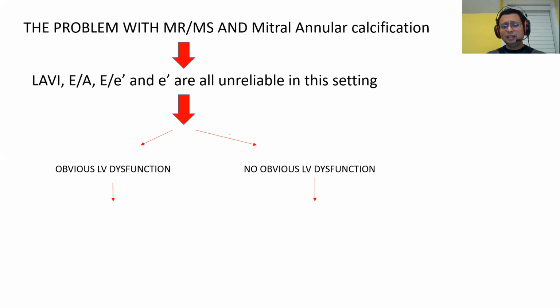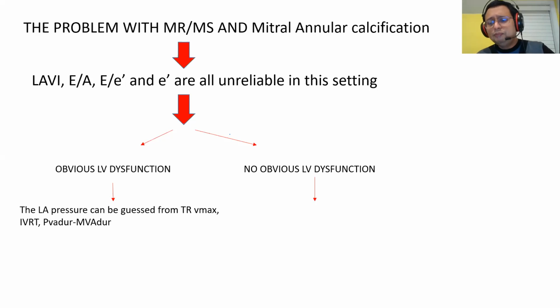So I repeat, in someone with obvious LV dysfunction, I'll give you an example. Let's say you see someone with severe mitral regurgitation and an EF of 20%. Your question is, does the patient have diastolic dysfunction? Yes, the answer is yes, because the EF is 20%. Does the patient have an increase in LA pressure? You look at TR, TR is 4, let's say. So the patient does have an increase in LA pressure.